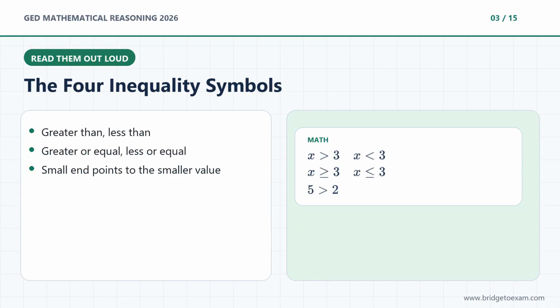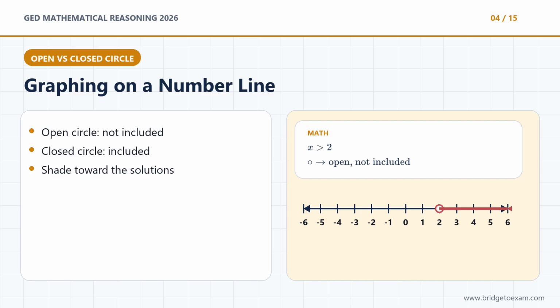First, know the symbols. The open point symbols mean strictly greater than or strictly less than. The symbols with a line underneath mean greater than or equal to and less than or equal to. A helpful tip: the small pointed end always points to the smaller value, so the arrow opens toward the bigger number. We show the answer on a number line.